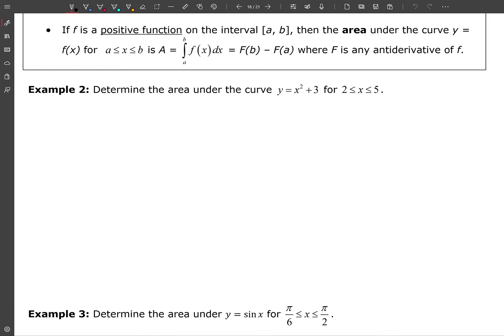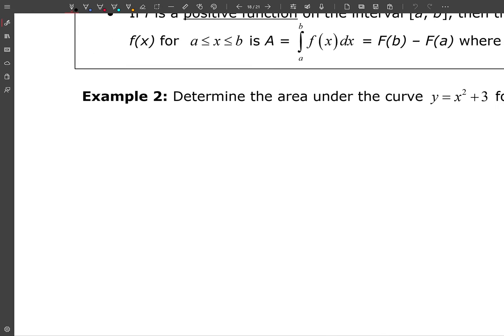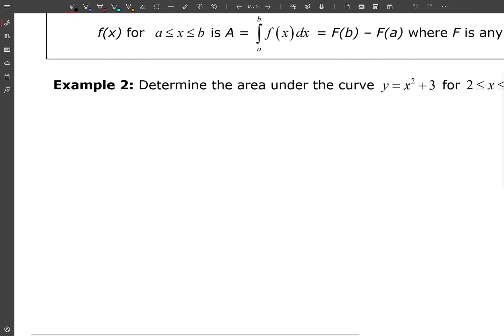So let's look at example 2. What I'm going to do is I'm always going to start by just drawing this. So to determine the area under the curve for y is equal to x squared plus 3. Here's my grid, and x squared plus 3 has a y-intercept of 3. It's a quadratic that is symmetrical over the y-axis. So the curve should look something like this, and I am interested in it from here to here, from 2 to 5. So I'm interested in this area right here.